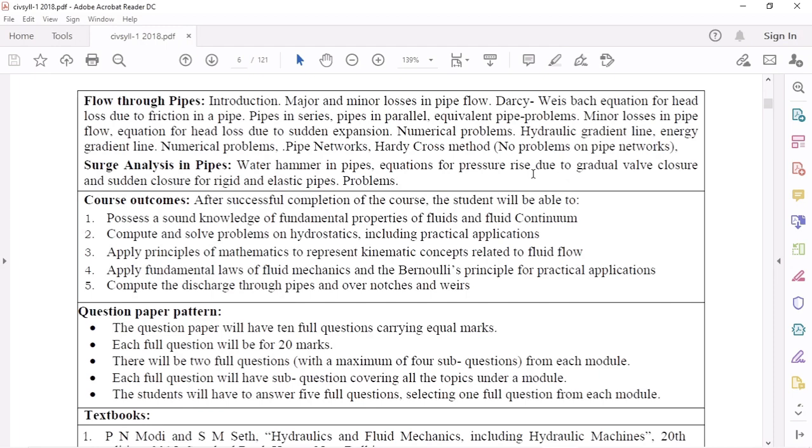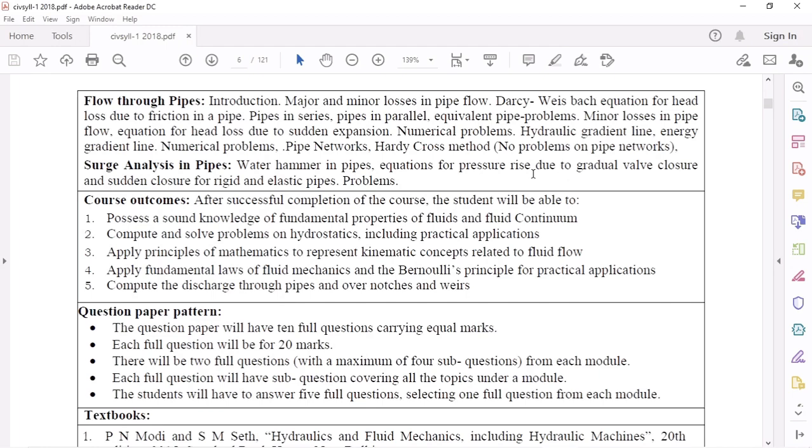We will be able to solve problems on hydrostatics including practical problems, okay. And we will also learn principles of mathematics to represent kinematic concepts related to fluid flow. We will also be able to apply fundamental laws of fluid mechanics and Bernoulli's principle for practical applications. So we'll also be able to compute the discharge through pipes and over notches and weirs, okay. We will be able to calculate the discharge.